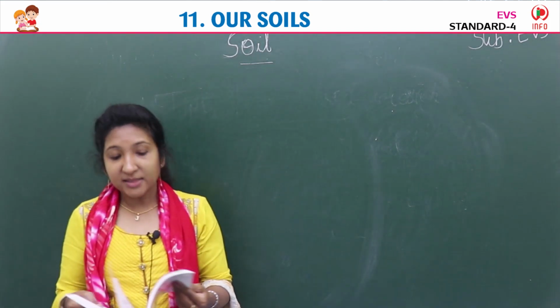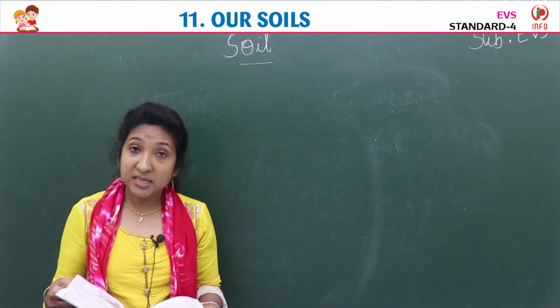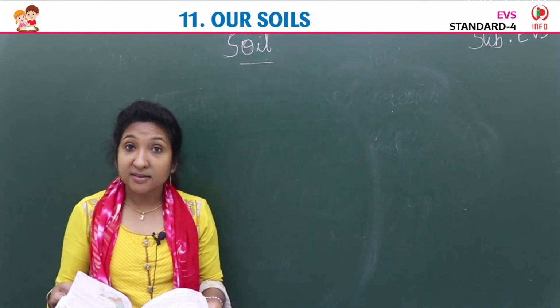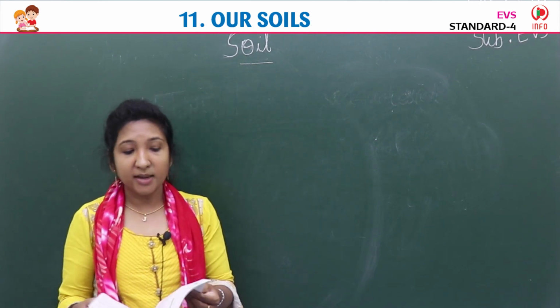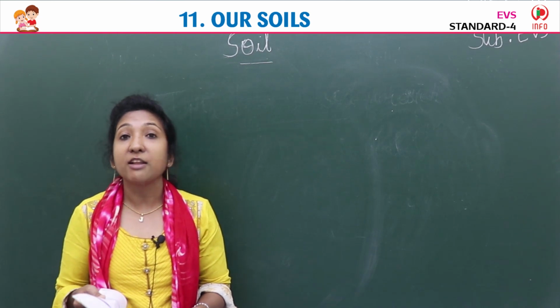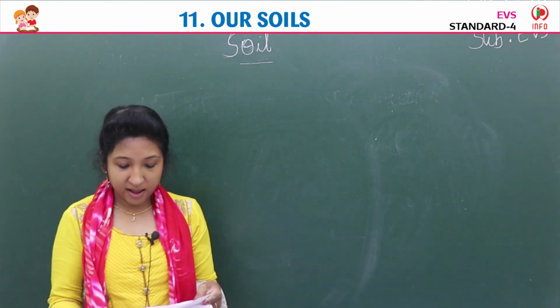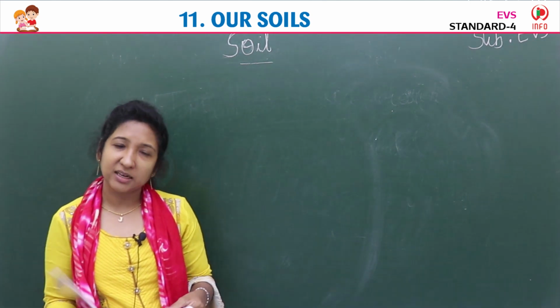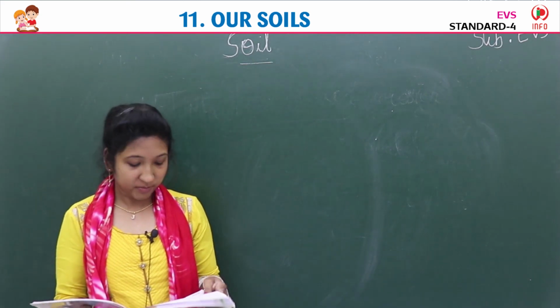Then alluvial soils. They are called alluvial soil because materials deposited by glaciers, rivers, sea waves are called alluvium, and the soil made up of alluvium is called alluvial soil. The soils of Rajasthan, Haryana and South Punjab are sandy, meaning desert soil. Sandy means desert soil. Okay.